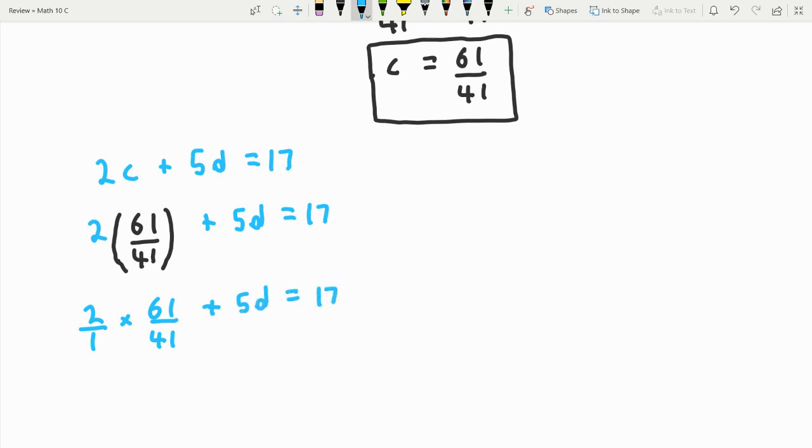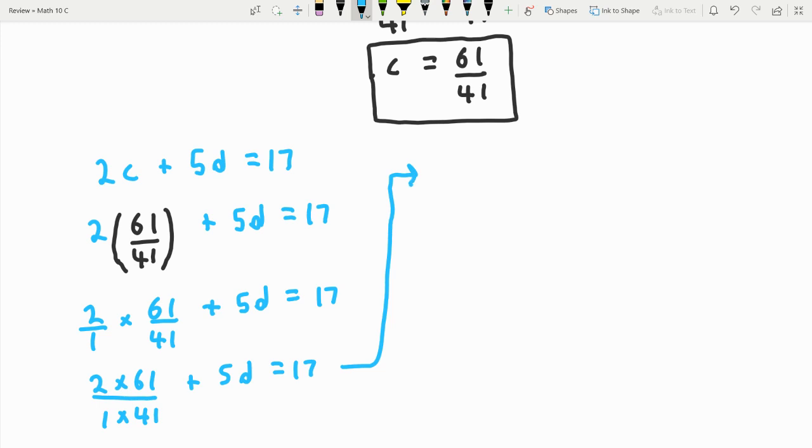But remember what happens when we multiply fractions together. I multiply the numerator by the numerator and the denominator by the denominator. So what I essentially have is 2 times 61 divided by 1 times 41, plus 5d equals 17. So let's move that whole equation over here now.